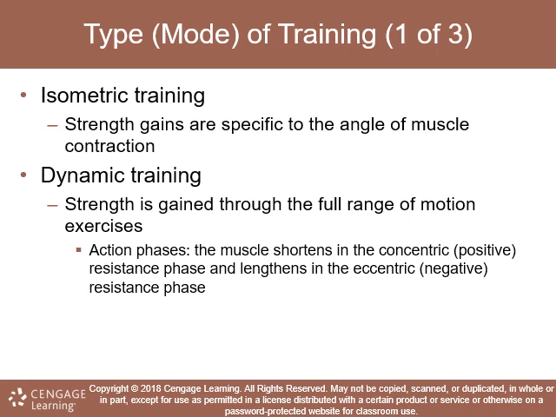Concentric and eccentric are the terms that you will hear over and over. They are part of the action phases of dynamic training as opposed to isometric training, which again is that fixed length where that muscle contraction, like there's no shortening and lengthening. It just stays as one. I keep going over it because you will hear about it, I can promise you.